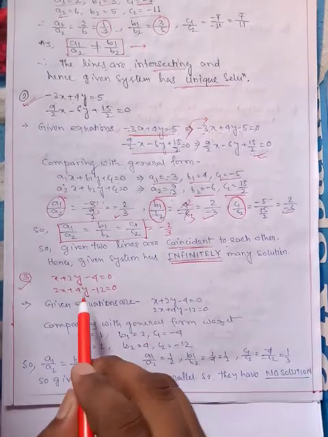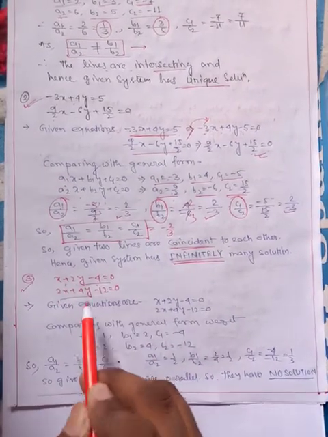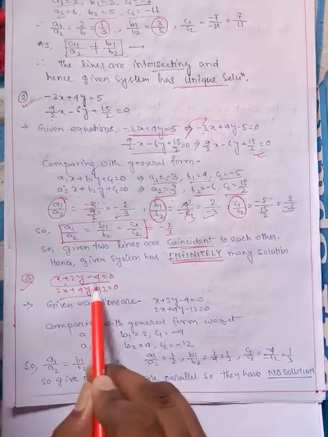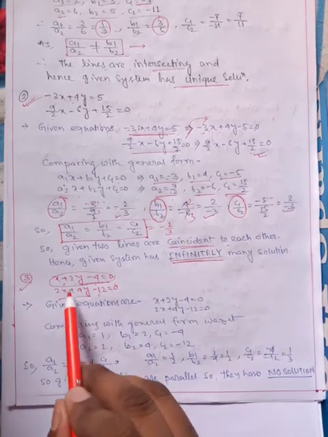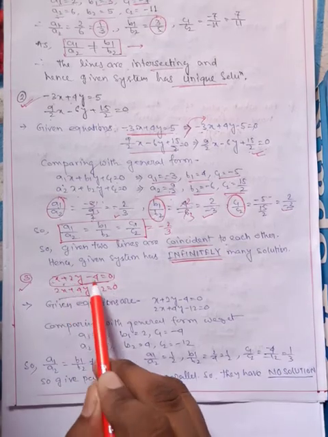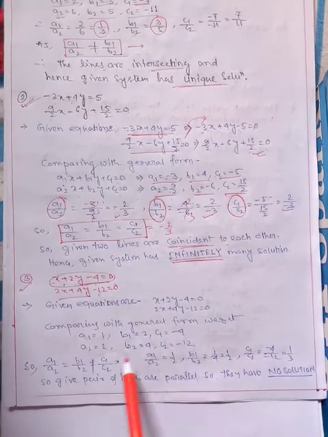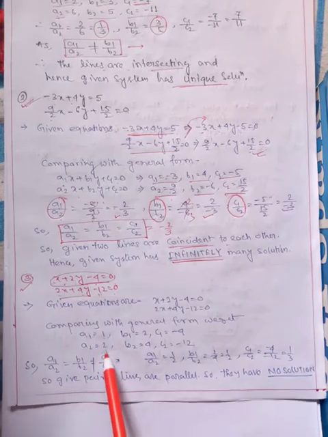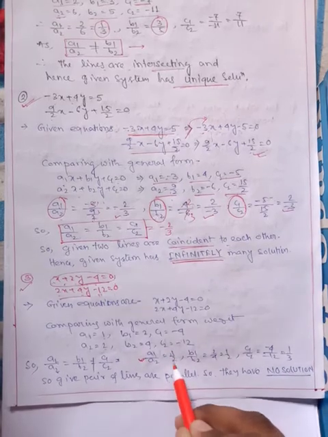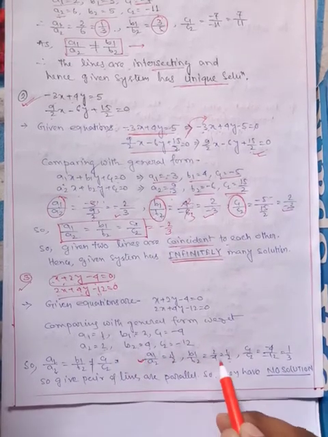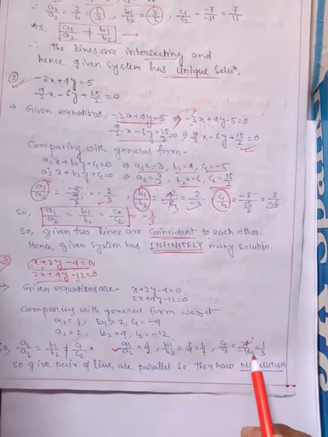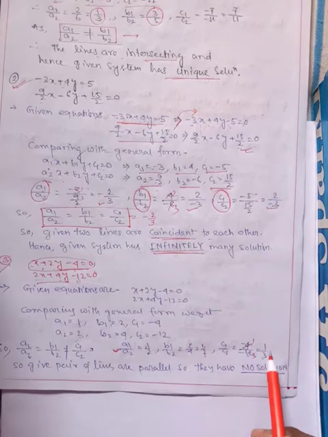Next system, x plus 2y minus 4 equal to 0, 2x plus 4y minus 12 equal to 0. So here the equation is given in the general form. If you compare with the general form, a1, b1 and c1 are 1, 2 and minus 4. a2, b2 and c2 are 2, 4, minus 12. So a1 by a2 is 1 by 2, b1 by b2 is 2 by 4, that means 1 by 2, and c1 by c2 equal to minus 4 by minus 12, that means if you cancel out, 1 by 3.